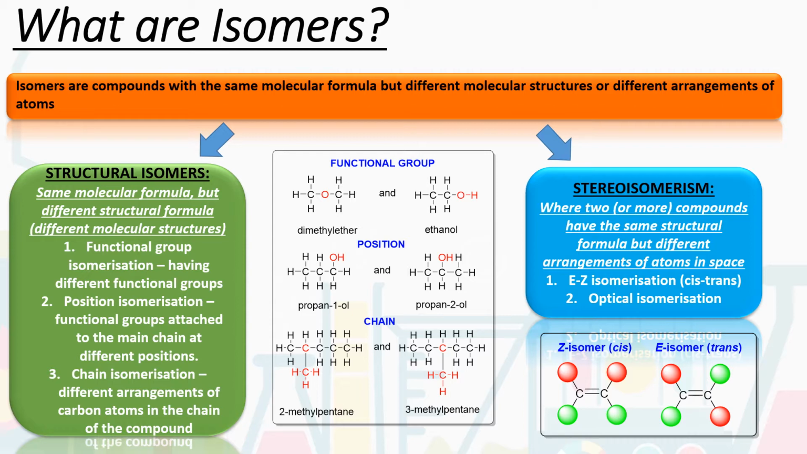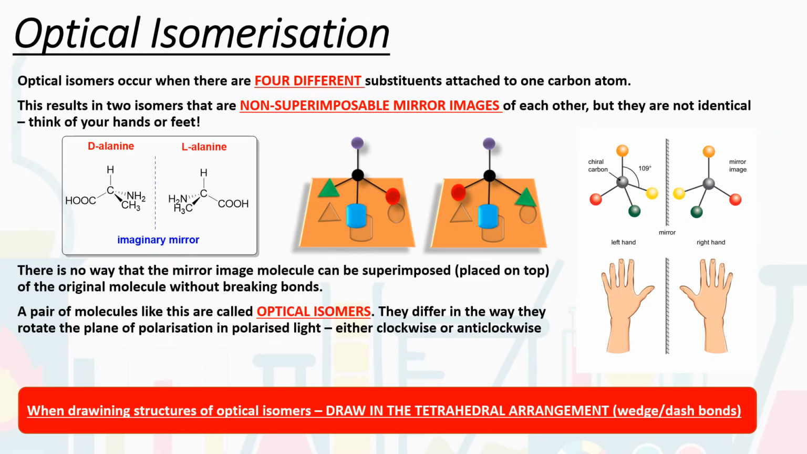But really the specific topic of this video is to look at optical isomerization, the other type of stereoisomerism. So what is optical isomerism? Optical isomers occur when there are four different substituents attached to one carbon atom. And what this results in is two isomers that have the same structural formula, the same connectivity of the atoms, but that they are non-superimposable mirror images of each other. They're not actually identical. Even though they have the same connectivity of atoms, they're not identical in 3D space because they have a different arrangement of those atoms.